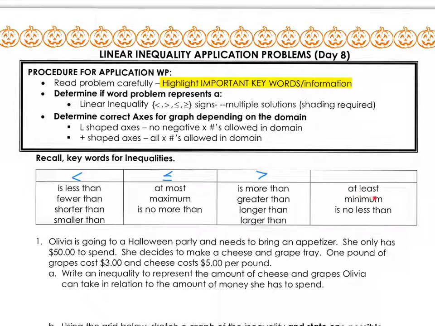And the words at least, minimum, or is no less than means that it's going to be greater than or equal to. And remember that these are only some of the words that we could use. There might be other ones, but you just have to always consider what is less than or greater than. What part of the problem should that be facing? Okay, so let's try a problem together.